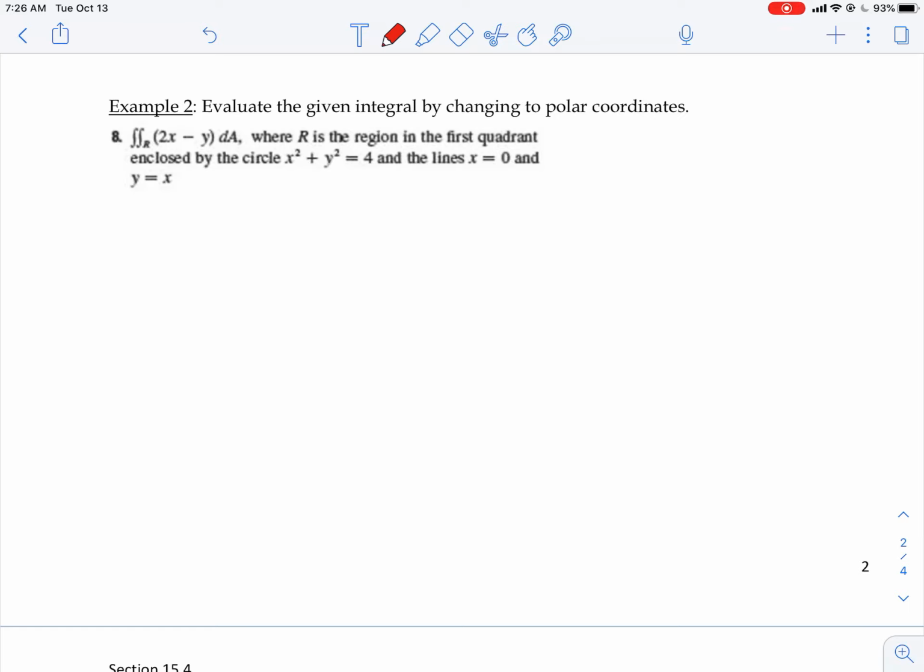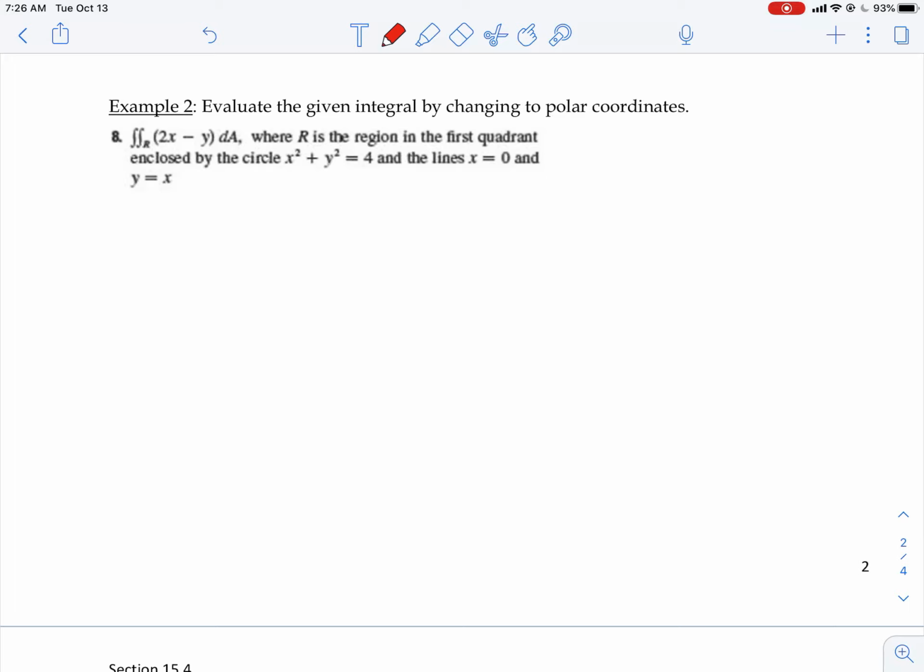All right, let's look at example 2. In example 2, we're going to evaluate the given integral by changing into polar coordinates. Again, what's best to do is to go ahead and graph this. And here's our surface, 2x minus y, where R is the region in the first quadrant enclosed by the circle x squared plus y squared equals 4, and we have the lines x equals 0 and y equals x.